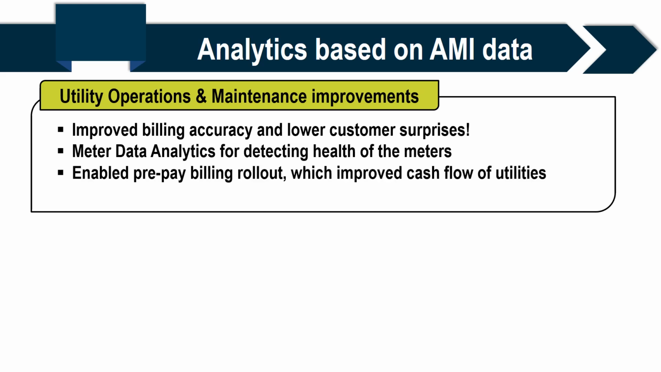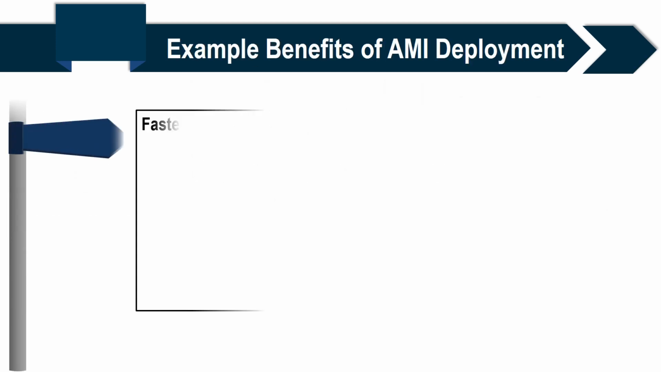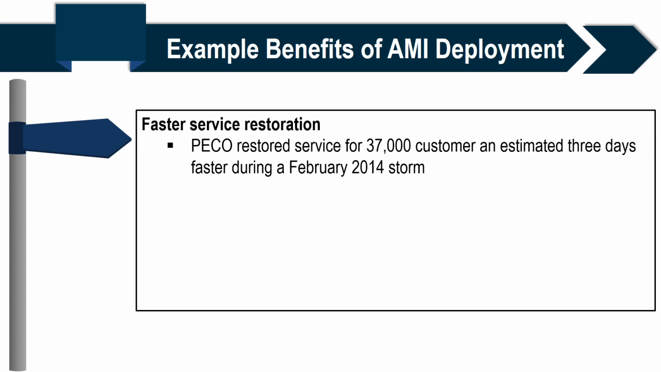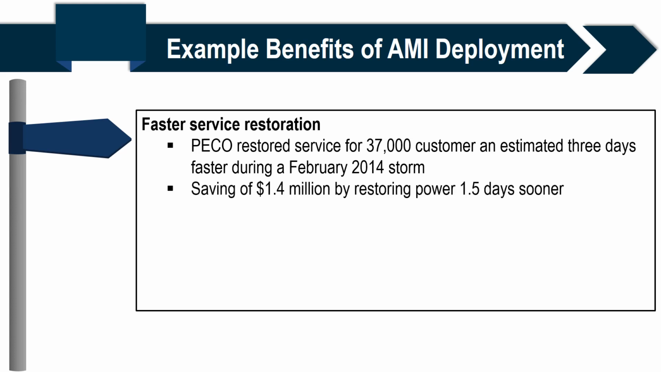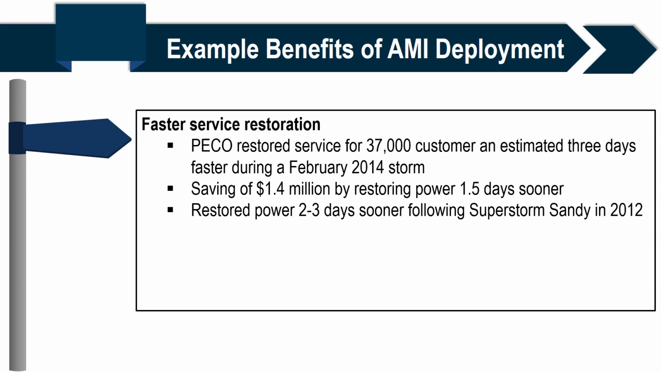It also enabled programs like prepay billing. Prepay billing rollouts helped utilities to manage their cash flows. Other scenarios where AMI analytics was deployed are fault isolation and restoration in the distribution network. Some of the examples of AMI deployments are faster service restoration. PECO restored services for 37,000 customers an estimated 3 days faster during a February 2014 storm. It saved over $1.4 million by restoring power 1.5 days earlier. It restored power 2 to 3 days sooner following Superstorm Sandy in 2012.